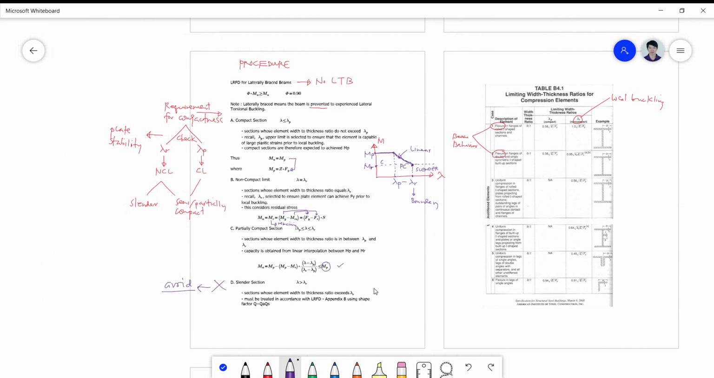So that's it for the general procedure on how to approach a laterally braced beam in terms of compactness requirement. Thank you very much, and I'll see you on the next video.